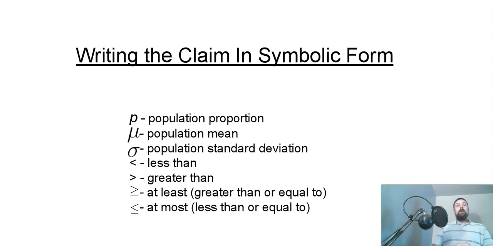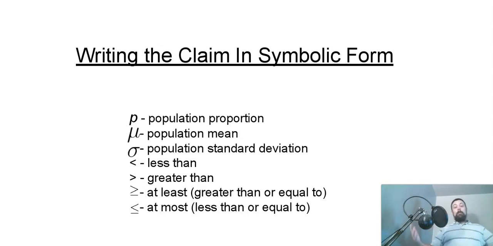Now I don't know, this could change, but currently I'm kind of skipping the section about testing claims about the standard deviation. But in 8.1, there are maybe some problems where you're just writing the claim in symbolic form. You're not really doing the hypothesis testing, and it might be about a standard deviation. So if that comes up, use sigma to represent the population standard deviation.